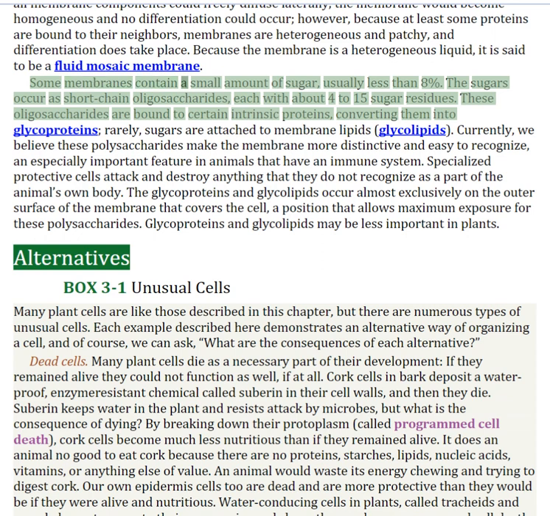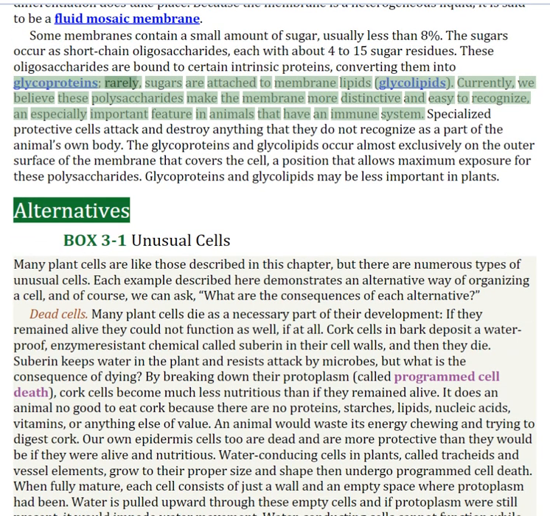Some membranes contain a small amount of sugar, usually less than 8%. The sugars occur as short-chain oligosaccharides, each with about 4 to 15 sugar residues. These oligosaccharides are bound to certain intrinsic proteins, converting them into glycoproteins. Rarely, sugars are attached to membrane lipids. Currently, we believe these polysaccharides make the membrane more distinctive and easy to recognize, an especially important feature in animals that have an immune system.